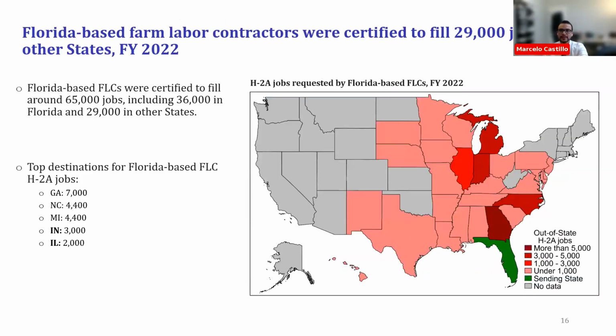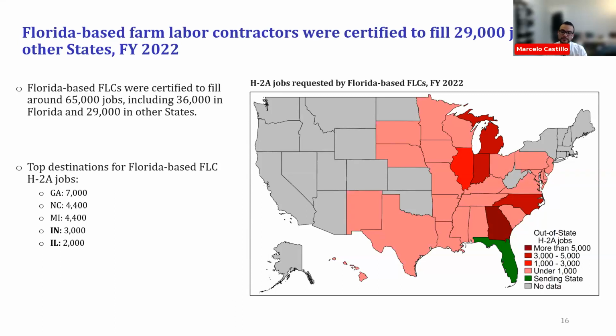All right, so one state that stands out for, quote unquote, sending H-2A workers to other states is Florida. As a matter of fact, around half of all jobs, quote unquote, sent out of state or to out of state work sites by FLCs come from FLCs based in Florida. So in 2022, Florida FLCs obtained around 65,000 total jobs, including 36,000 jobs in Florida and 29,000 in other states. And just to begin with, 65,000 jobs is close to 18% of total jobs in the nation, all the jobs that are requested in the country.